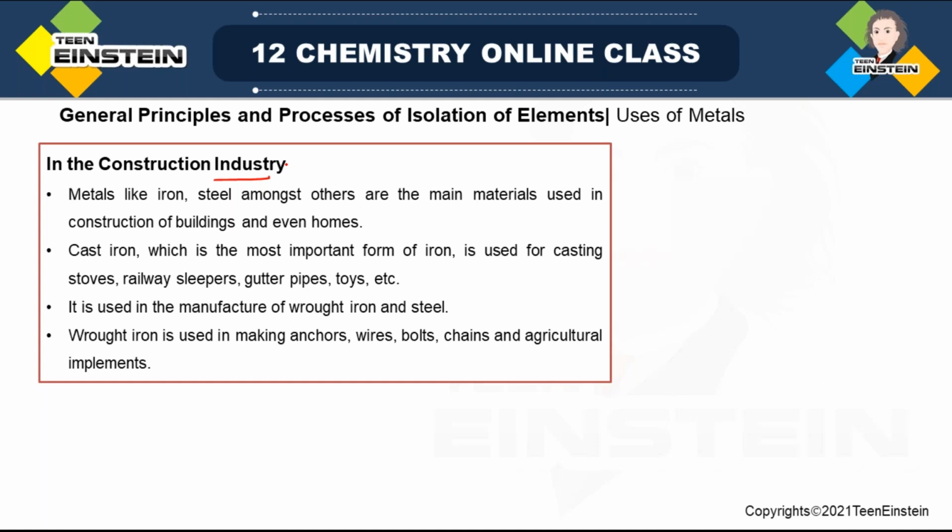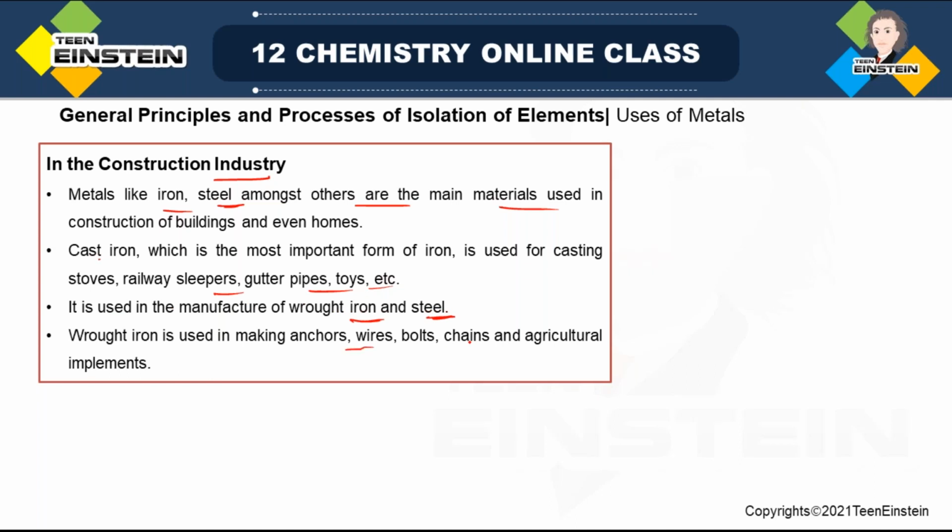Construction industry is a very important field, and mainly metals like iron, steel, among others, are the main materials used for construction of buildings, etc. Cast iron, which we get from pig iron, is the most important form of iron, which is used for casting stoves, railway sleepers, pipes, etc. It is also used in the manufacture of wrought iron and steel. So remember, wrought iron we get from cast iron.